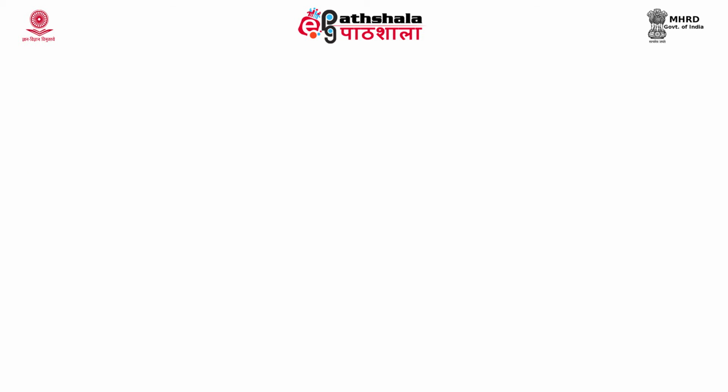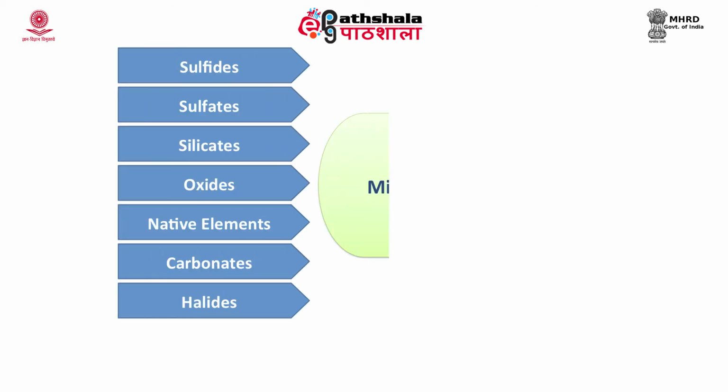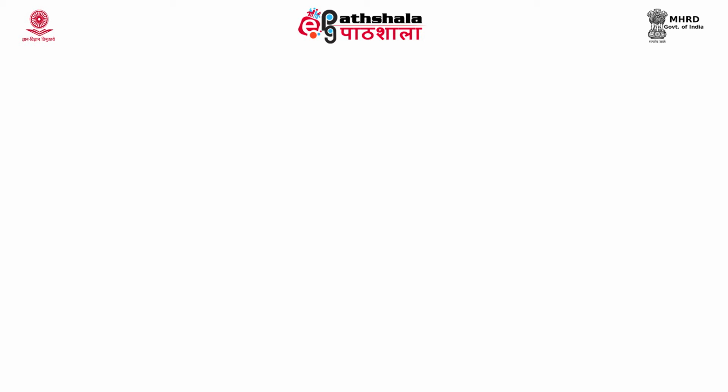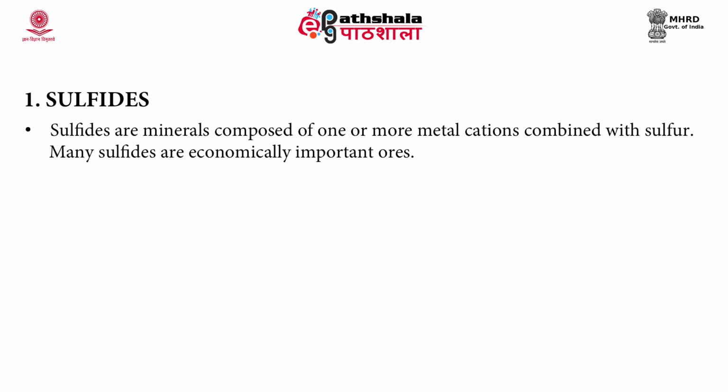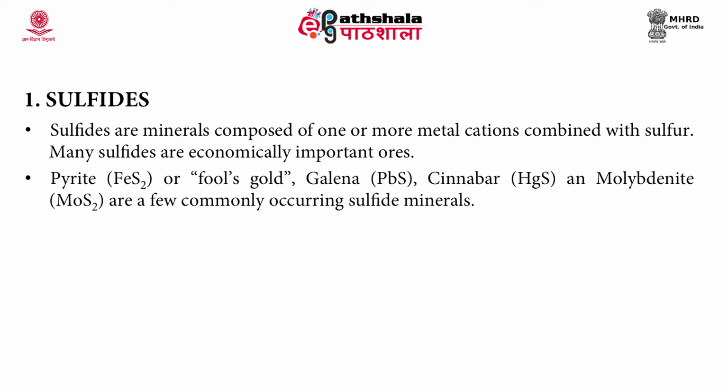Now let us see the definition and classification of minerals. Minerals can be classified into sulfides, sulfates, silicates, oxides, native elements, carbonates and halides. First, let's see sulfides. Sulfides are minerals composed of one or more metal cations combined with sulfur. Many sulfides are economically important ores. Pyrite or fool's gold, galena, cinnabar and molybdenite are a few commonly occurring sulfide minerals.